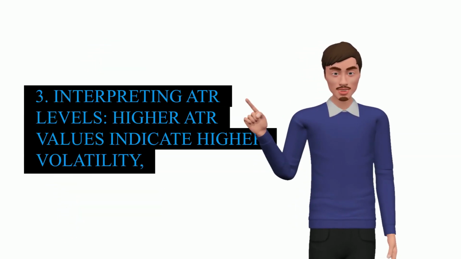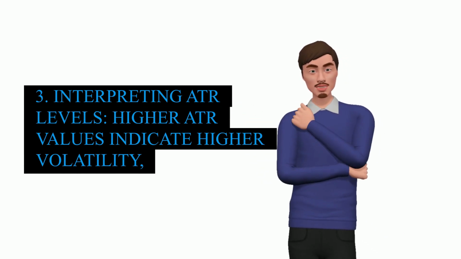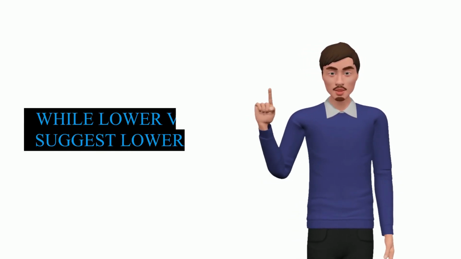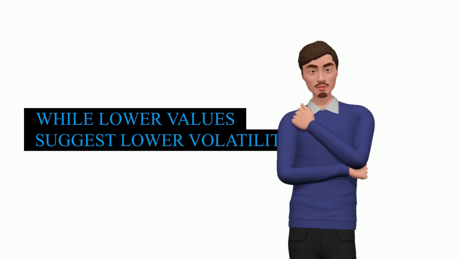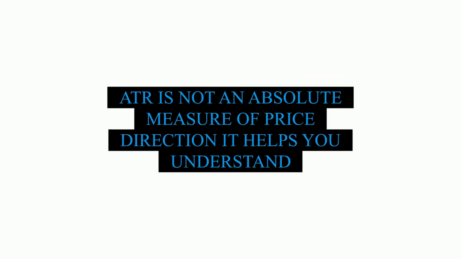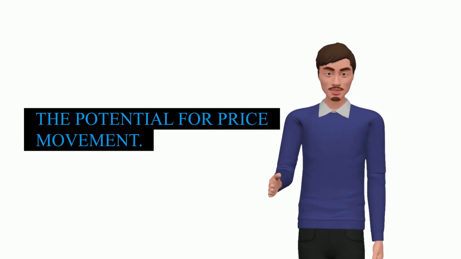3. Interpreting ATR levels. Higher ATR values indicate higher volatility, while lower values suggest lower volatility. ATR is not an absolute measure of price direction. It helps you understand the potential for price movement.